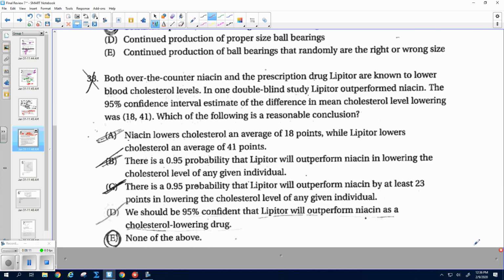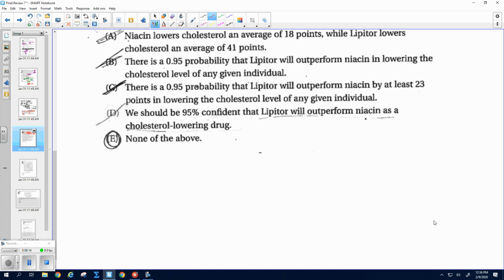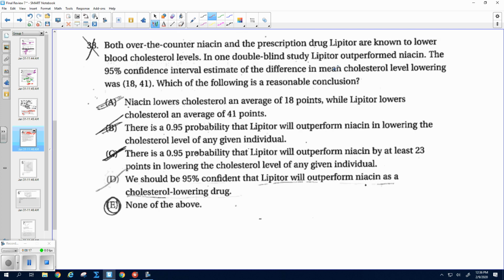All right, I thought 38 was a little bit tricky as well, but we're just interpreting the confidence interval. Actually, not interpreting, we're just giving the conclusion. So think about what your concluding statement should say at the end of a confidence interval. And it's close to D, but it's not. So it says we are 95% confident. And it should say that the difference between the mean cholesterol level of Lipitor and niacin is between 18 and 24. This just says that it will outperform. That's not how you would interpret the conclusion for that confidence interval. So you should go with E on this one, none of the above.